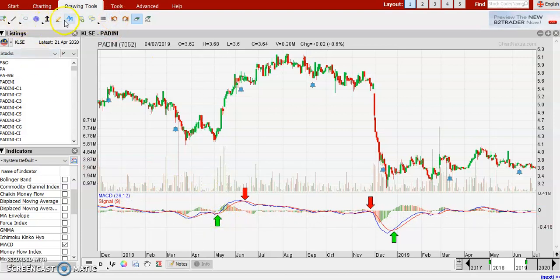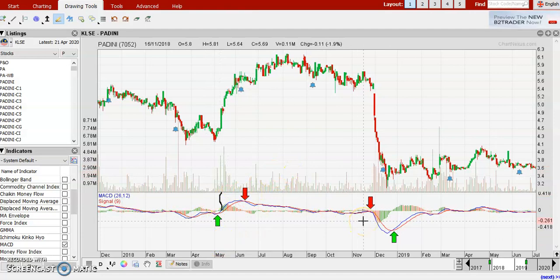Okay, so again, I will do it again. At this point, the MACD line crosses the zero line. This is the second buying signal, or the confirmation of a bullish period, a bullish uptrend.